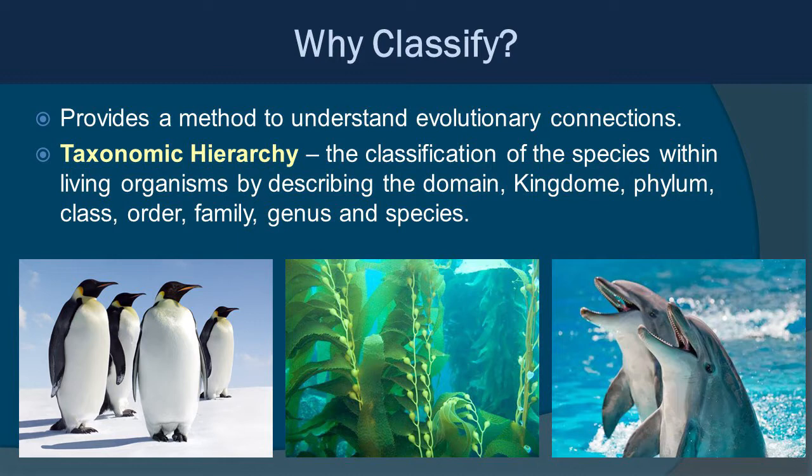So here's the big definition. The taxonomic hierarchy, the classification of the species within living organisms by describing the domain, kingdom, phylum, class, order, family, genus, and species.